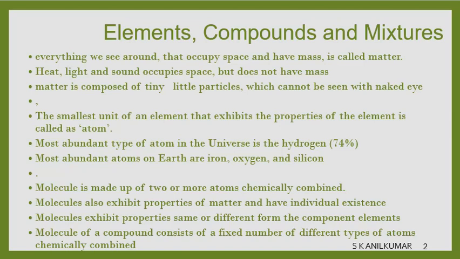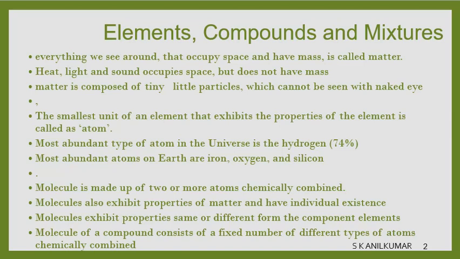For example, the properties of sodium and chlorine are different, and those of sodium chloride are entirely different, not the same as these. A third type of property will be displayed by sodium chloride. But the molecule of sodium chloride will have all the properties of sodium chloride. The atom of sodium will have all the properties of sodium. The atom of chlorine will have all the properties of chlorine as an element. So molecules exhibit properties of the matter. They have individual existence. They may or may not have properties of the constituent elements.